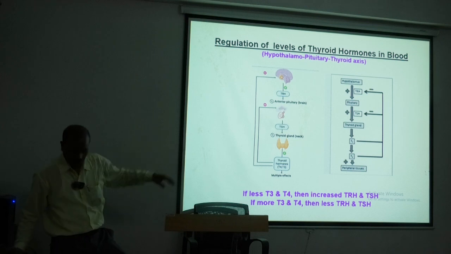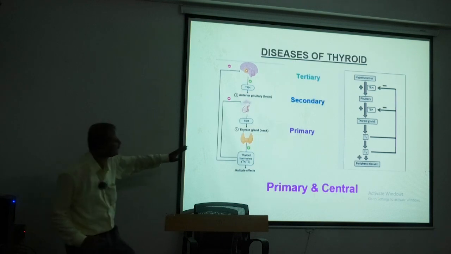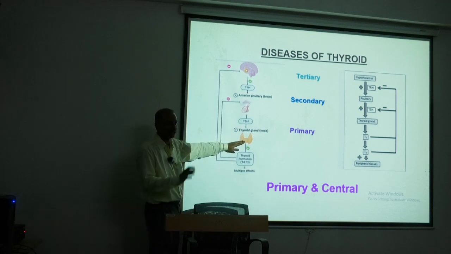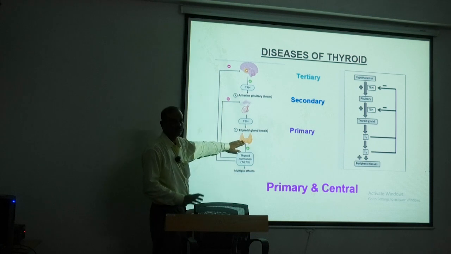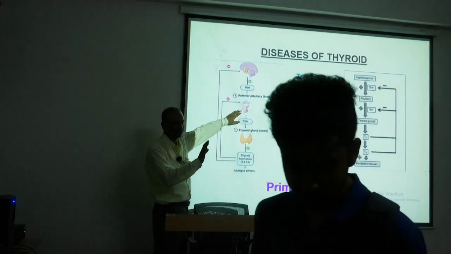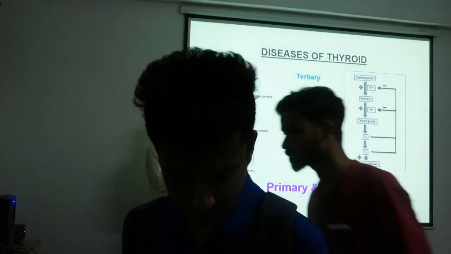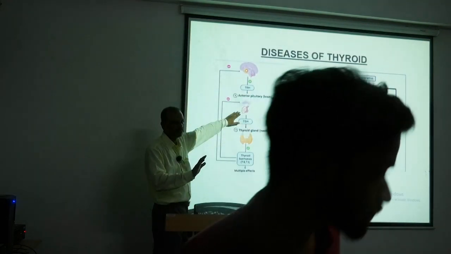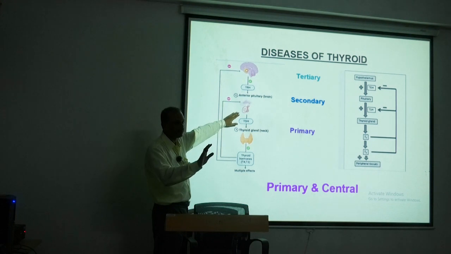That means there are three stages. Disease can occur at the thyroid gland. If the disease involves the thyroid gland, that is called primary. If the disease involves the pituitary, that is called secondary. These three terms are used in our time, but you will not be able to find them in your textbook. This is for your own information, so don't get diverted.